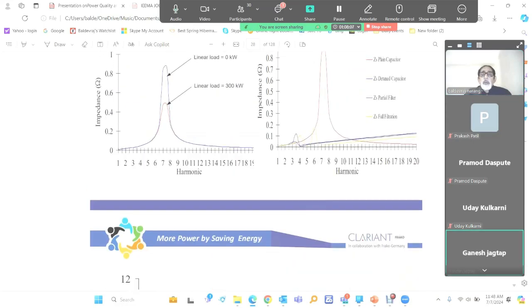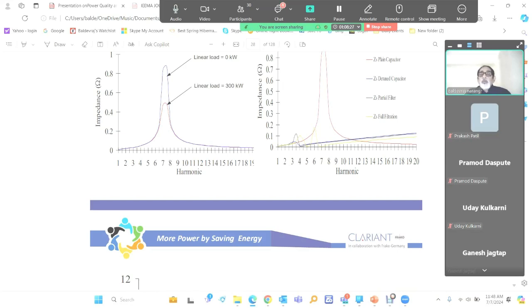And here we have shown two yellow lines. Suppose we have two systems, one tuned to the 5th harmonic and one tuned to the 7th harmonic. We'll have two resonance points, but both are safe. One is at 6th, one is at 4th. So there is no resonance condition. This is the advantage of having a reactor.